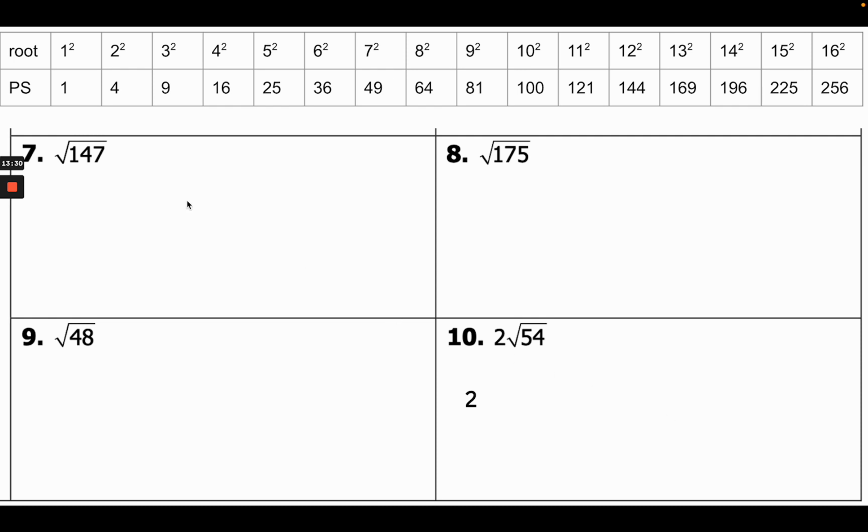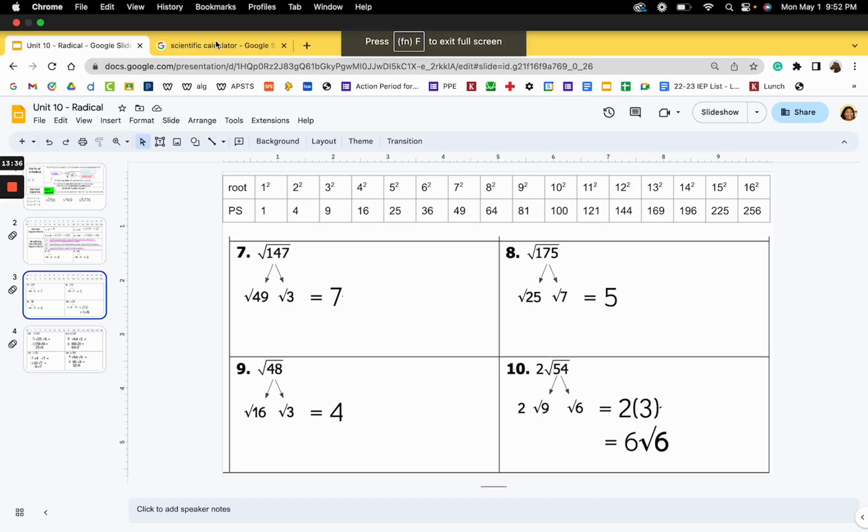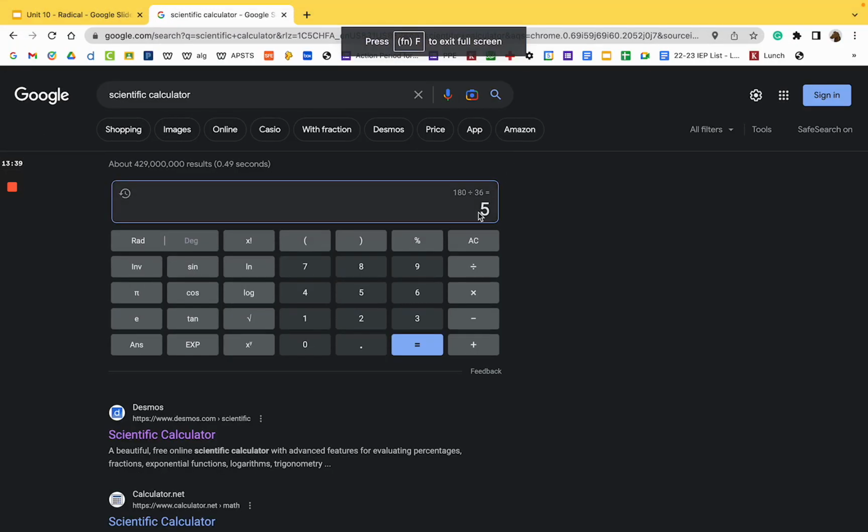Number 7. Number 7 is the square root of 147. So again, I'm going to do the same thing. I'm going to go to my scientific calculator, and I'm going to say 147 divided by 16. No, 147 divided by 64.